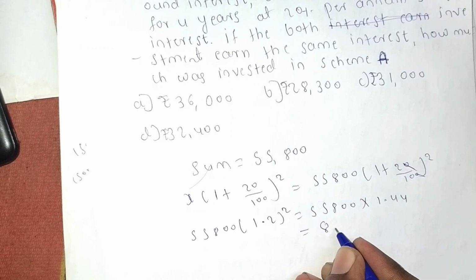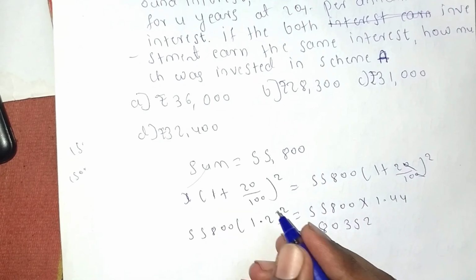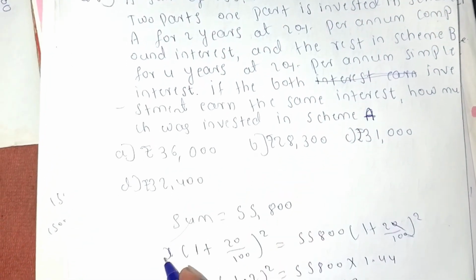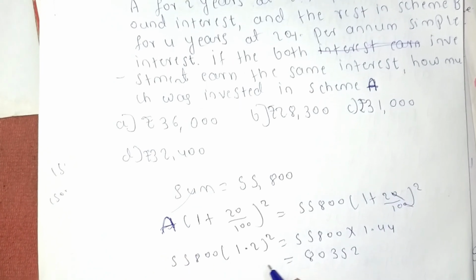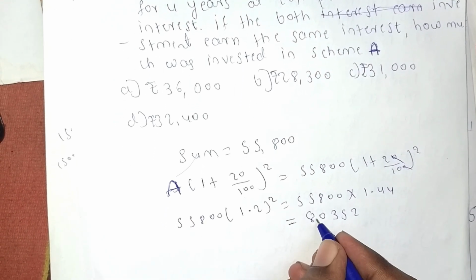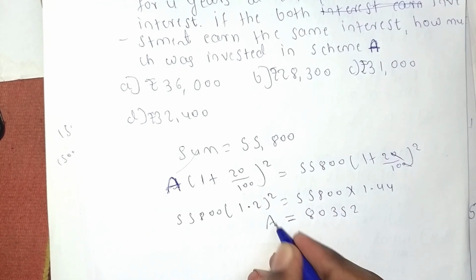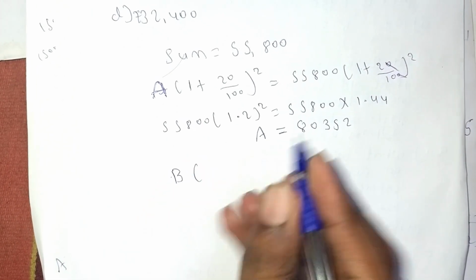55,800 into 1.44 is 80,352. This is the compound interest amount, so we have to take it as A, not X. Sorry, this is A. So what we got here is 80,352 for A.